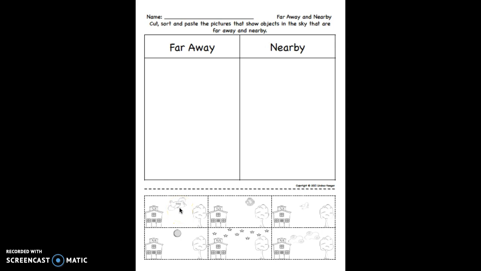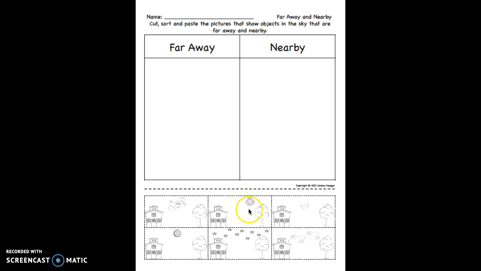We have a picture with an airplane. Would an airplane be far away in outer space? Or would it be nearby here on Earth? Place it where you think it would be. Let's look at the next one.